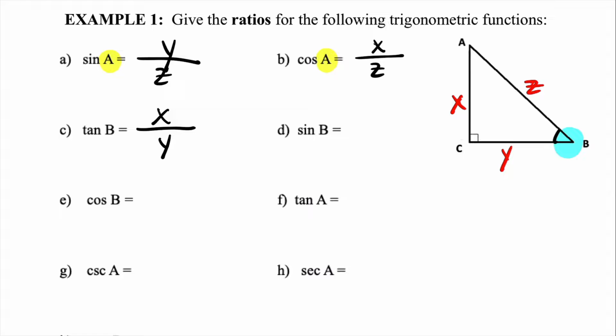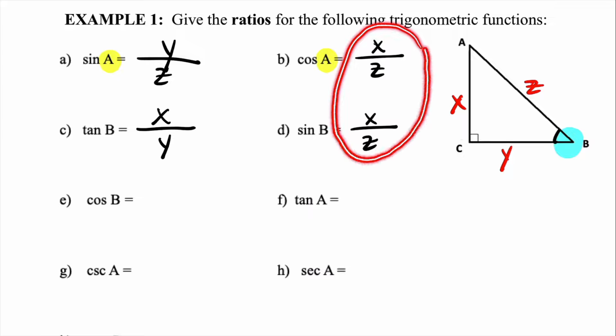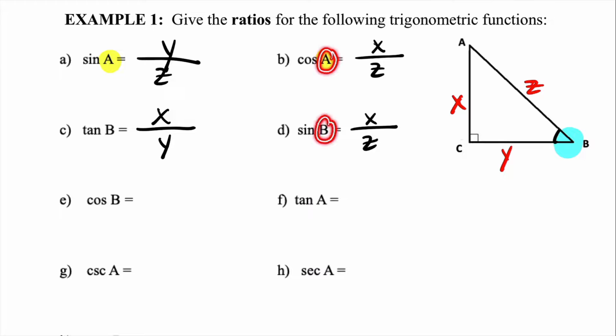Okay. The next one, sine of B. Still at B. So sine, just like letter A, sine is opposite. So what is opposite of B? X. What is the hypotenuse? C. Look at B and D. Look at these two guys. They have the same answer, but they are different questions, right? Because we switched the angles. The angles have been switched.